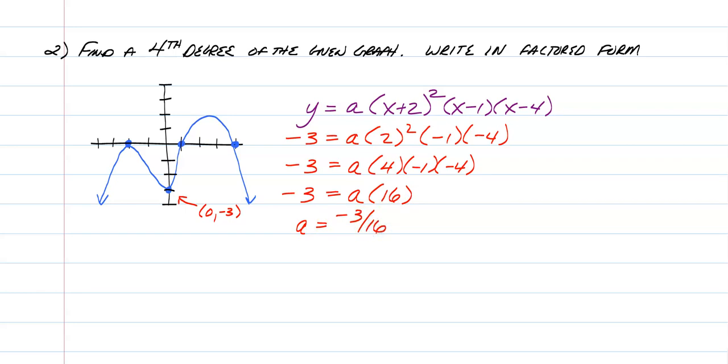Okay, so the final step is just to write the actual function in factored form. So f of x or y is equal to negative 3/16 times x plus 2 squared times x minus 1 times x minus 4. And I want you to take special note that this is negative. And since it's a 4th power, notice that this is like an upside down to the 4th power. So you can use a little bit of what you know about graphs to check to see if your equation makes sense.